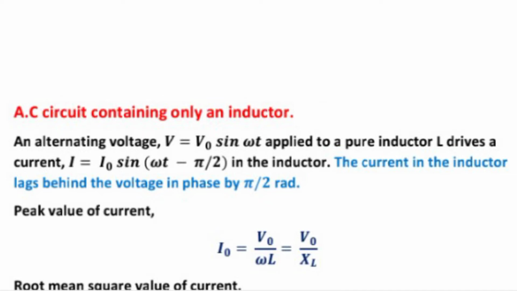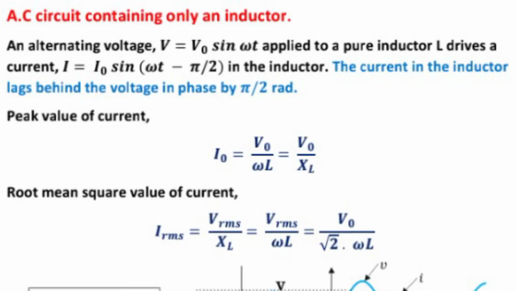Root mean square value of current I RMS equal to V RMS upon XL, that is V RMS upon omega L, and it will be V0 upon under root 2 omega L.